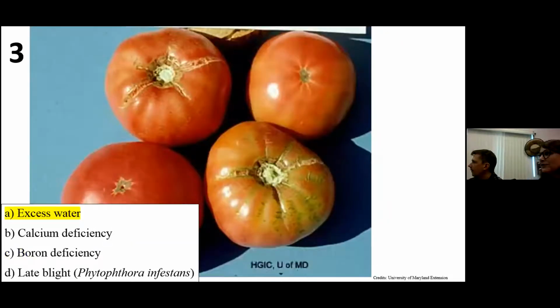Number 3. Excess of water. 88% of you selected that option, and that was correct. Yeah, very good. Some of these other ones on here, calcium deficiency, boron deficiency, late blight, look more like disease. This is something that looks more like physical damage, because that's what's going on: the physical structure of the plant is failing.